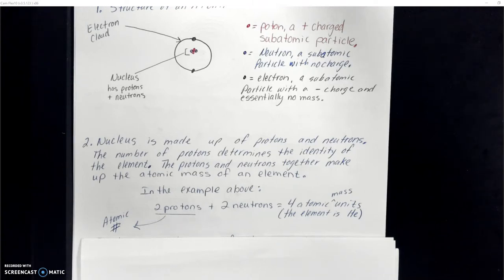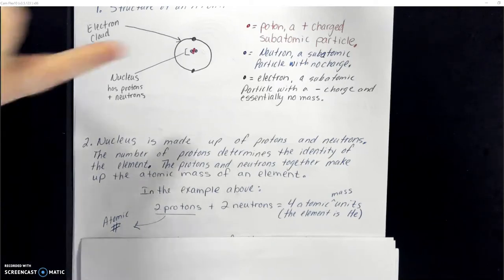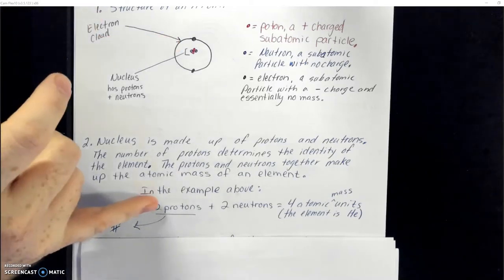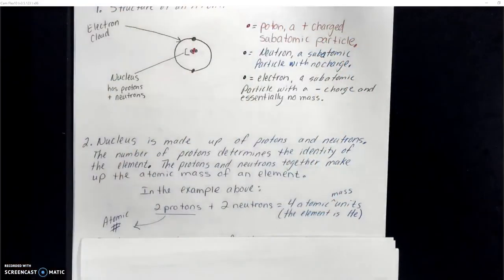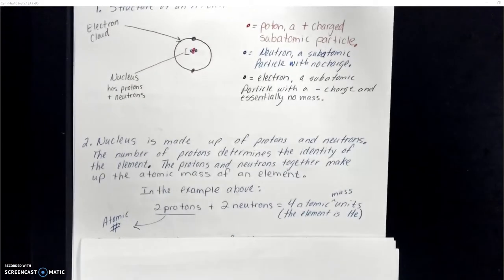Okay? Protons and neutrons together make up the atomic mass of the element, so how heavy that element is. Let's take, for example, the sample that we had above, up here. There were 2 protons and 2 neutrons together. If we add those up, we would get a total of 4 atomic mass units. Okay, I forgot to put mass in between, so I added the caret there. 2 protons plus 2 neutrons is 4 atomic mass units. Okay. This element is obviously helium because it has 2 protons.